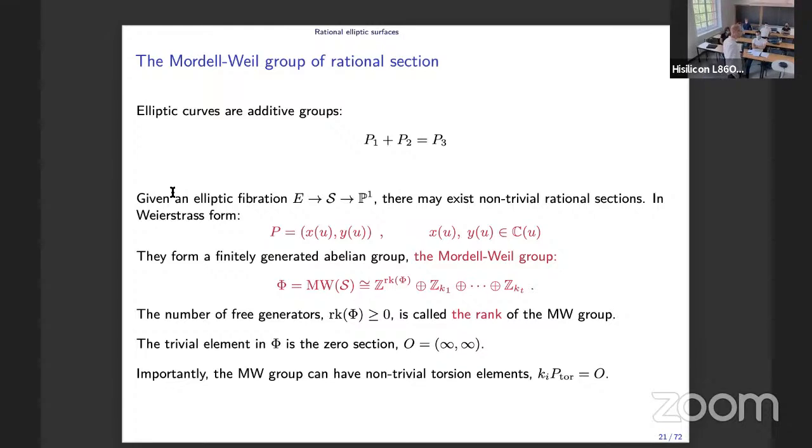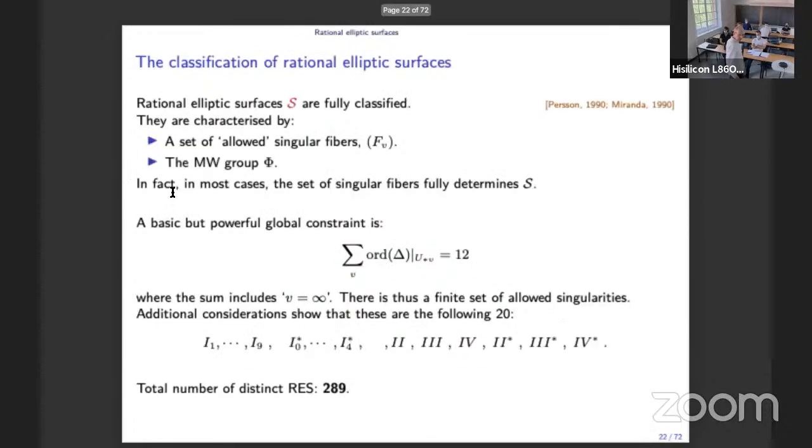So why are you interested in the Mordell-Weil group? Can you explain? Yes, I will. Rational elliptic surfaces are fully classified. They are characterized by the set of singular fibers and by the Mordell-Weil group. The classification was done by Persson and then checked by his collaborator Miranda in 1990. So there are two different derivations of the same fact, really. There is a nice, very explicit list of 289 rational elliptic surfaces. Most of them have a distinct set of allowed singular fibers. A few of them have the same allowed singular fibers, but are distinguished by different Mordell-Weil groups.